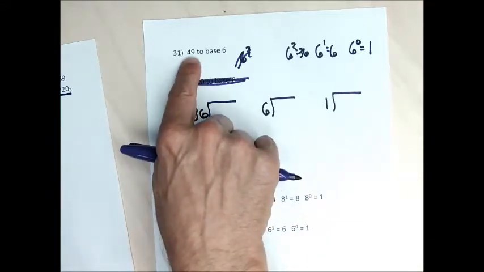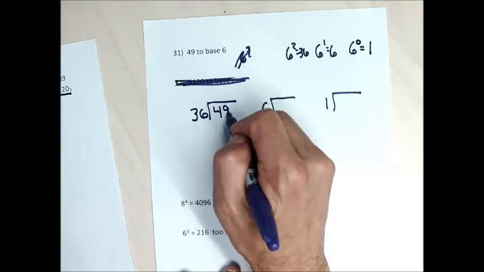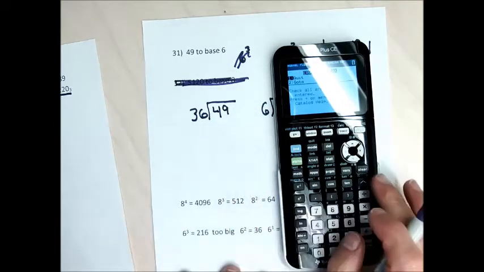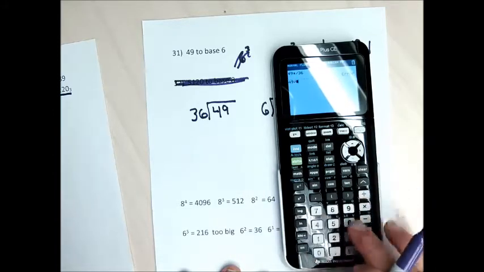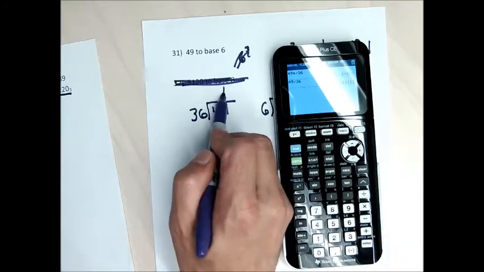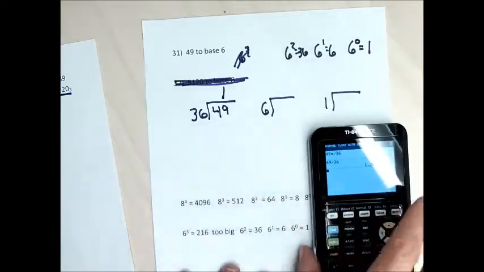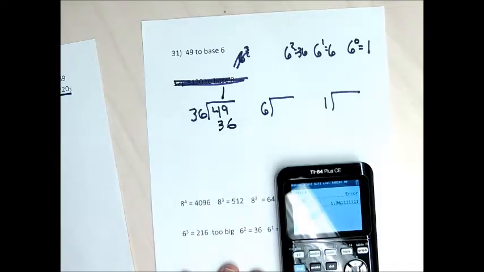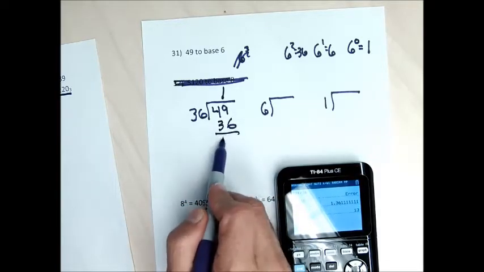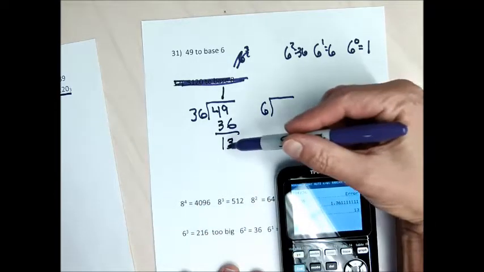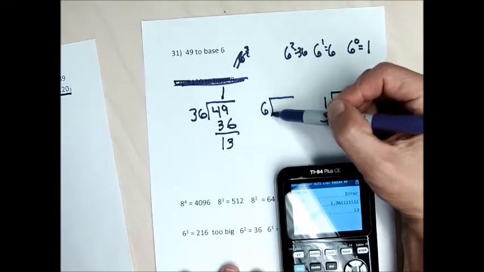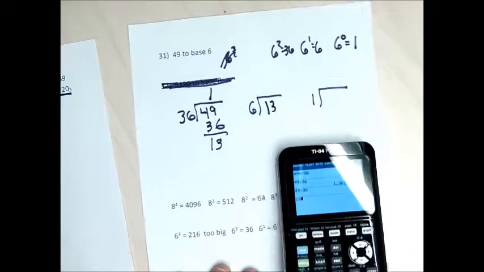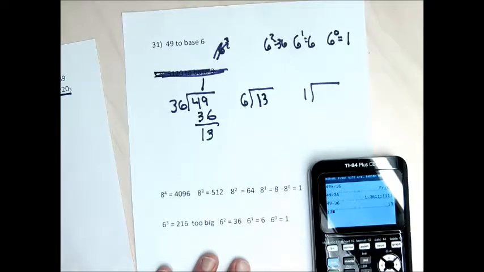The first number that goes under the division bar is the 49 base 10 that I'm starting with. Now I'm going to do 49 divided by 36. I get 1 point something. I put a 1 on top. And then I go 1 times 36 is 36. 49 minus 36 is 13. Carry my remainder over. I'd skip if it was less than 6, but since it's bigger than 6, I can do this. And now I'm going to go 13 divided by 6.